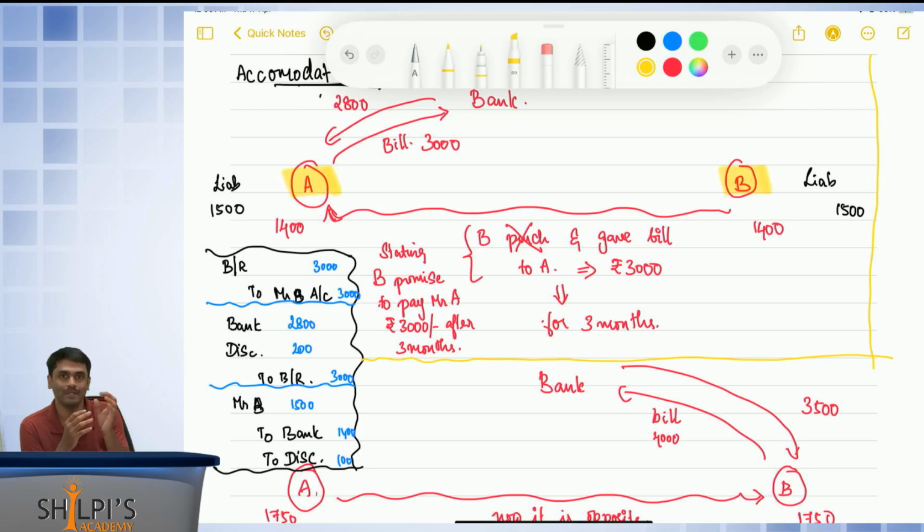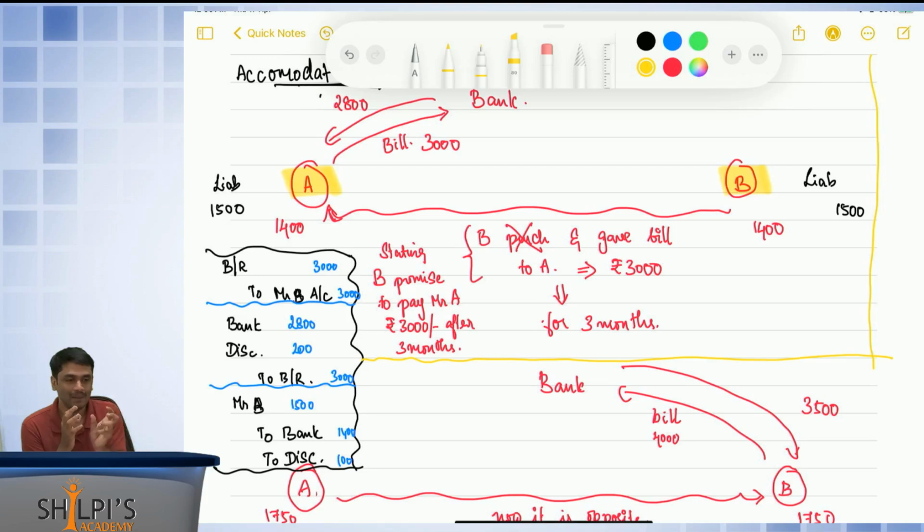Now what Mr. B does is, Mr. B draws a bill to Mr. A saying that I promise to pay Mr. A 3,000 after 3 months. He would draw a bill or promissory note to Mr. A saying that he promised to pay rupees 3,000 after 3 months. Now Mr. A would take this 3,000 rupees bill to the bank and get it discounted from the bank for rupees 2,800. Here there was no existing sale transaction.